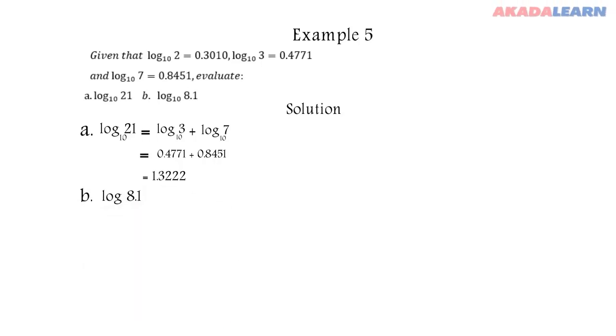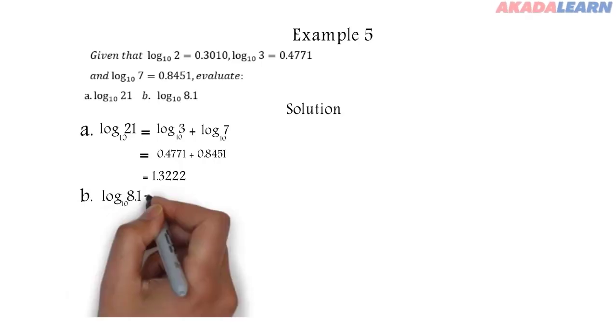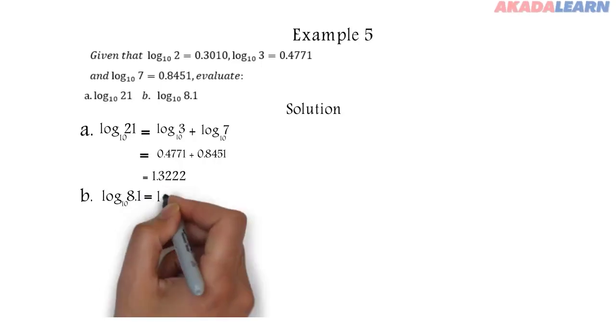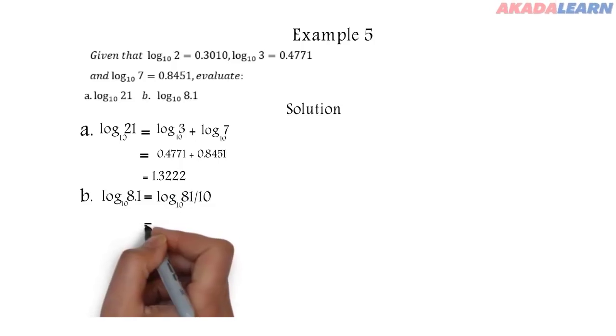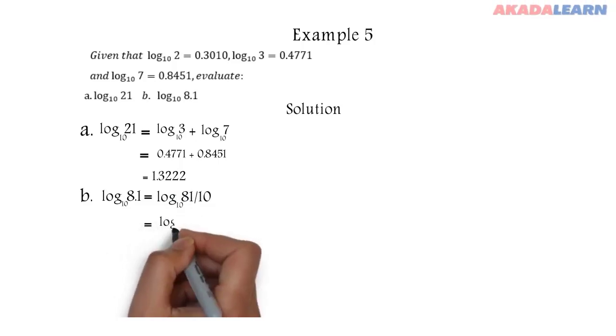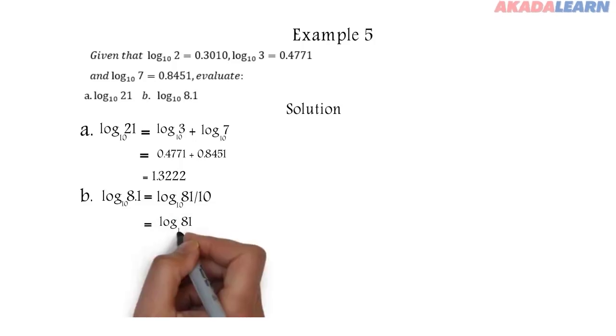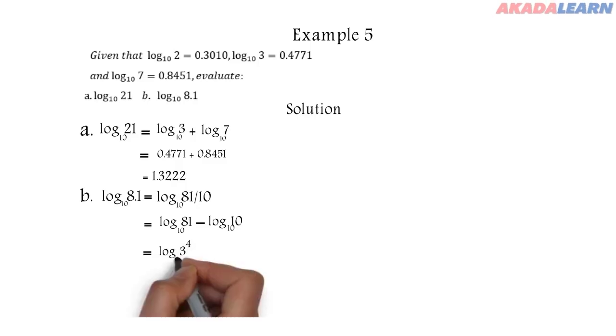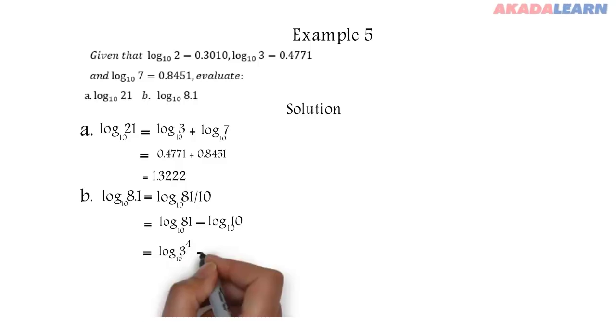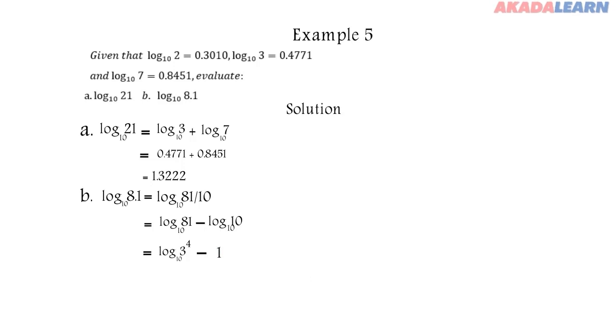Now the second one, log 8.1 base 10. We convert 8.1 to a fraction, we have 81 over 10, then base 10. Now we apply our division law, or we say subtraction law. So log 81 base 10 minus log 10 base 10. If you go to your subtraction law, you see why we are doing that. So again, we simplify 81. 81 is the same thing as 3 raised to power of 4. So we write our base 10. Log 10 base 10, according to the rule, will be equal to 1. So logarithm to its own base is 1.